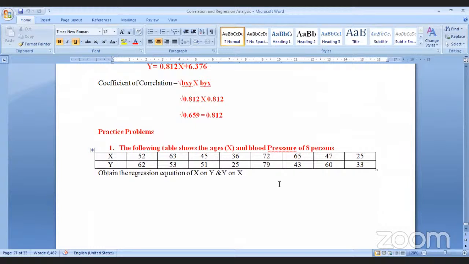Okay. So take a photo. The following table shows the ages x and y of 8 persons. That is x and y. x values: 52, 63, 45, 36, 72, 65, 47, 25. Then y values: 62, 53, 51, 25, 79, 43, 60, 33. Obtain the regression equation of x on y and y on x. See, like this, the question will be there.